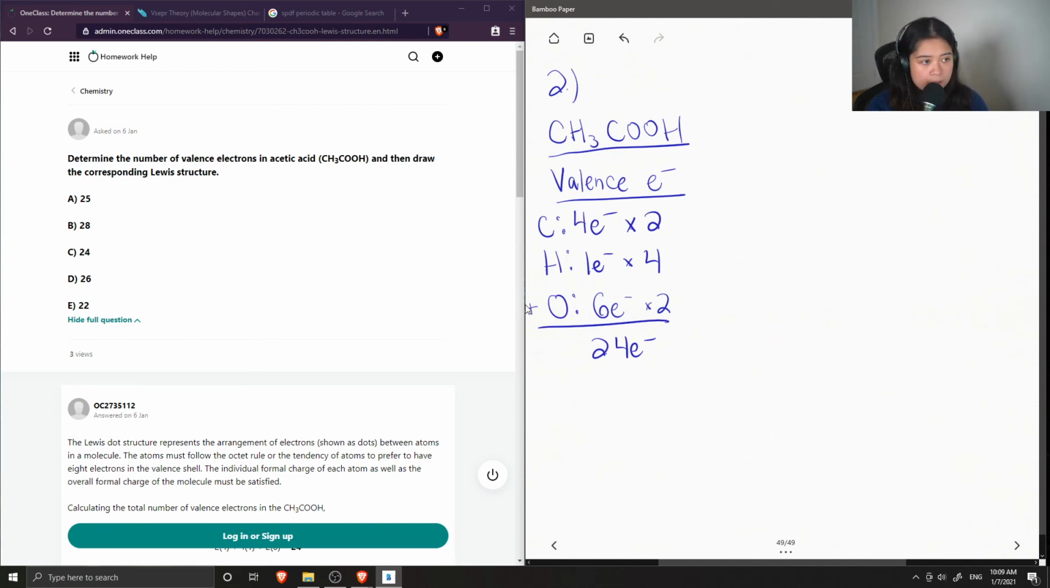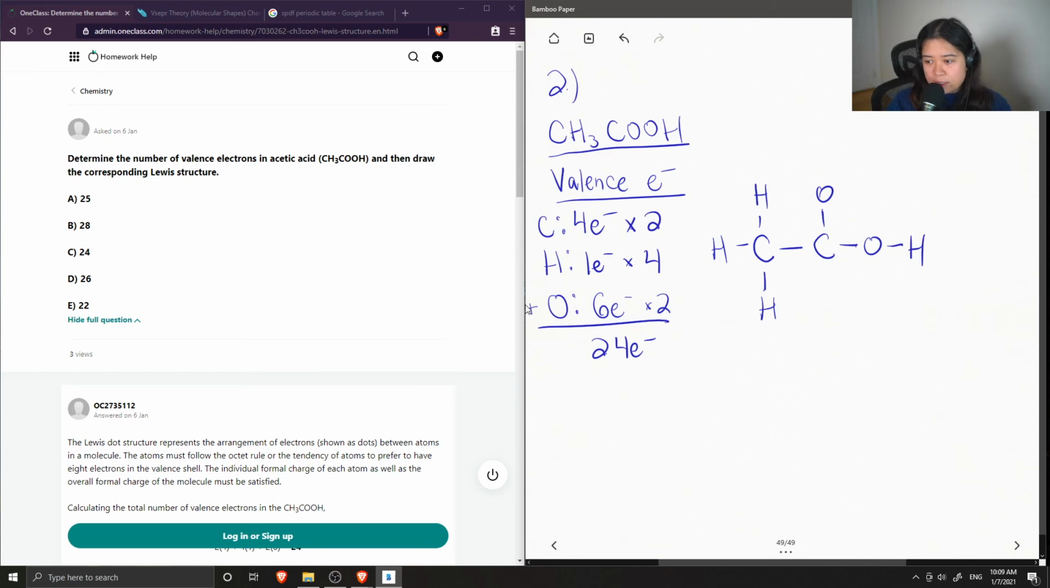Okay, so they already kind of hinted at what the structure might be. So we have a carbon with 3 hydrogens attached to another carbon that is attached to 2 oxygens and another hydrogen. So notice that this carbon does not have a full octet, so I'm going to draw a double bond. And now I'm just going to fill in all the lone pairs in the structure.